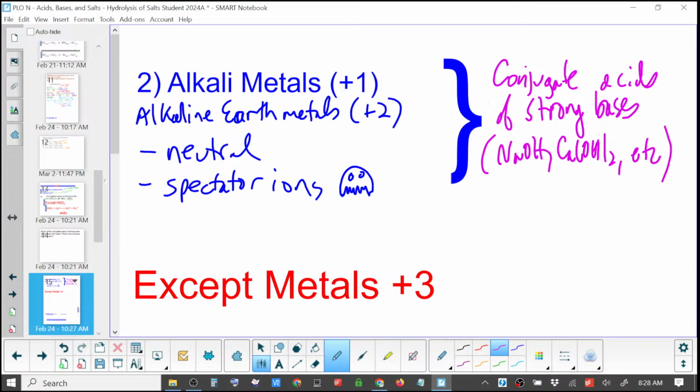So we can regard the alkali metals and the alkaline earth metals as the conjugate acids of strong bases. Sodium hydroxide, calcium hydroxide. If they could re-pick up the hydroxide, then they would remove hydroxide from the system, and that would be sort of acting like an acid.